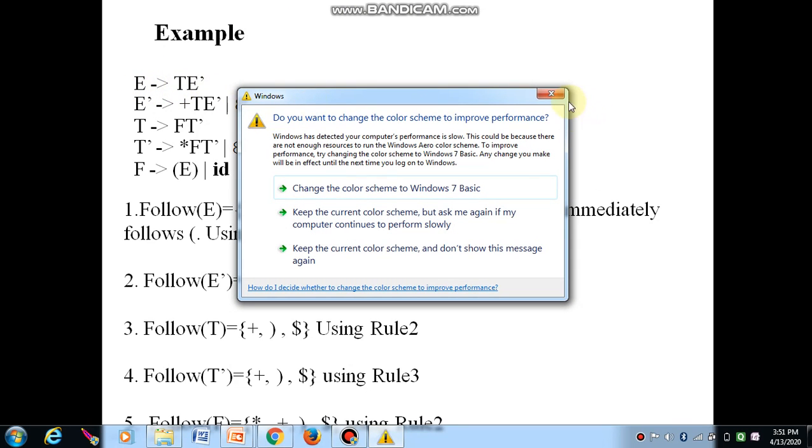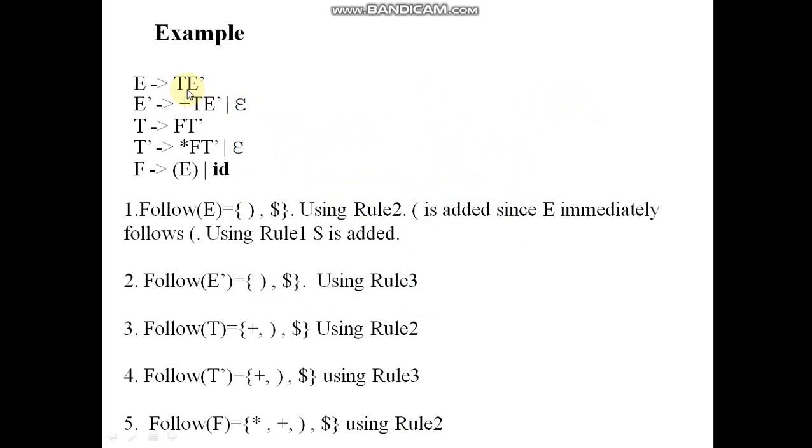Because E dash derives epsilon, everything in follow of E should be added into follow of T according to rule number 2. In follow of E we have dollar and right parenthesis, therefore these two symbols are added into the follow of T. Therefore, according to rule number 2, we have added plus, right bracket and dollar into the follow of T. Now let us find out the follow of T dash.